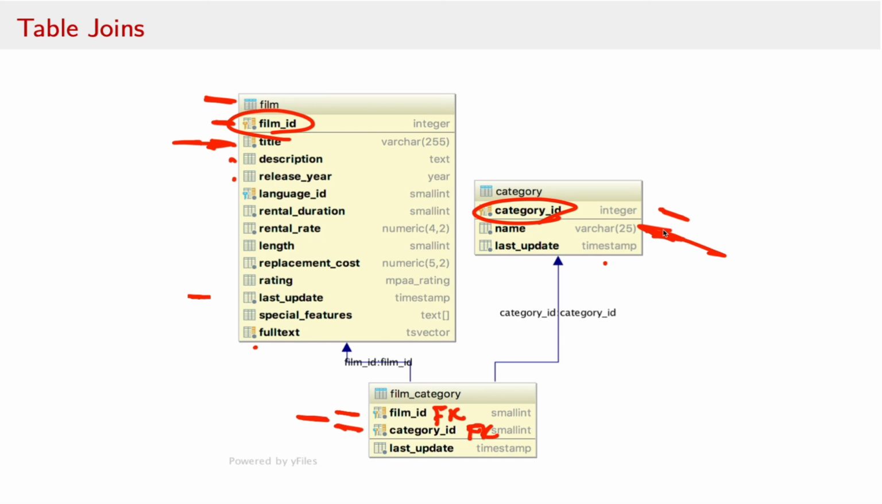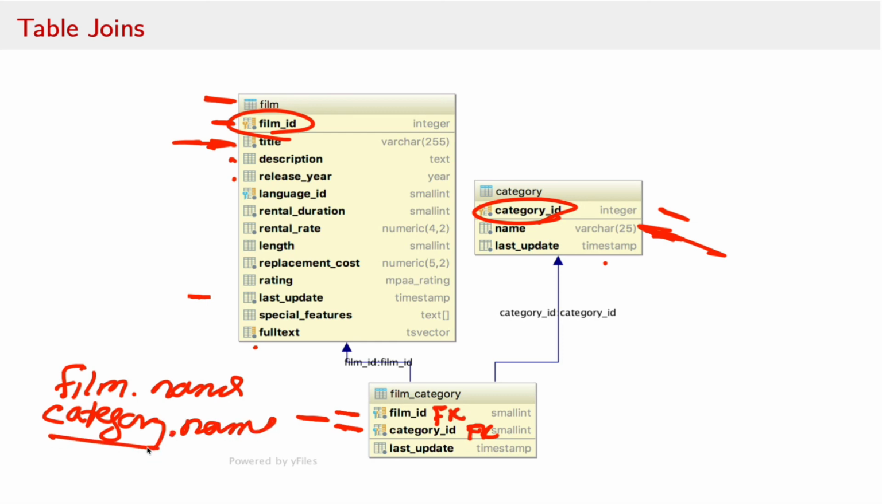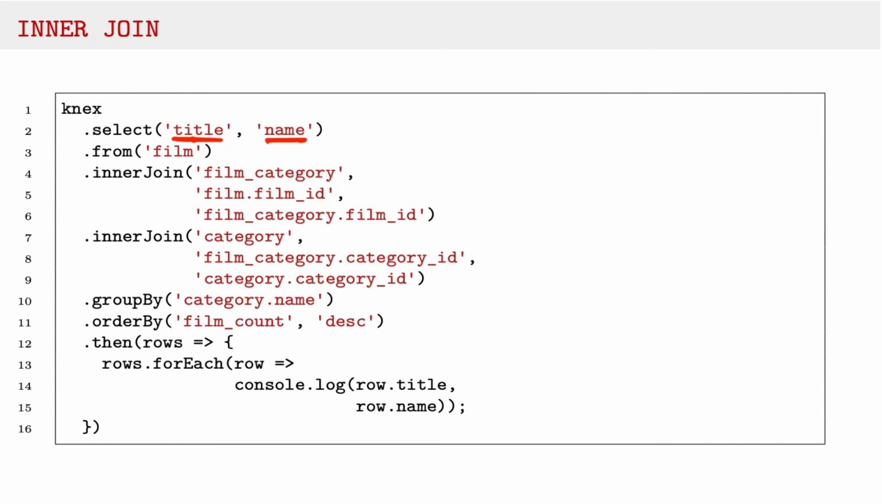If we had duplicates of those, for example, if we had a film name instead of a film title, we'd have had to be more explicit and say something like film.name in order to distinguish it from category.name. So in SQL, we use the dot to separate the table name from the column name when we need to disambiguate duplicate column names. In this case, we don't have to do that because we only have one place where there's a title and one place where there's a name.